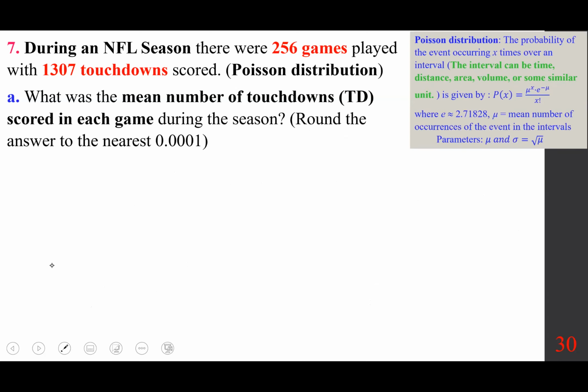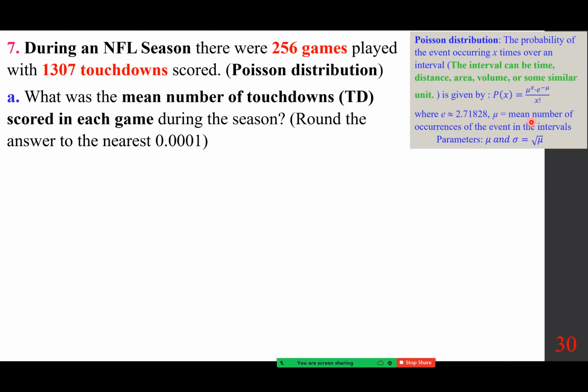So we have something called Poisson distribution. The probability of the event occurring x times over an interval. The interval can be time, distance, area, volume, or some similar unit. It is given by probability of x is mu to the power of x, e to the power of minus mu, over x factorial, where e is 2.71828, and it continues indefinitely. It's the base of the natural log, everybody.